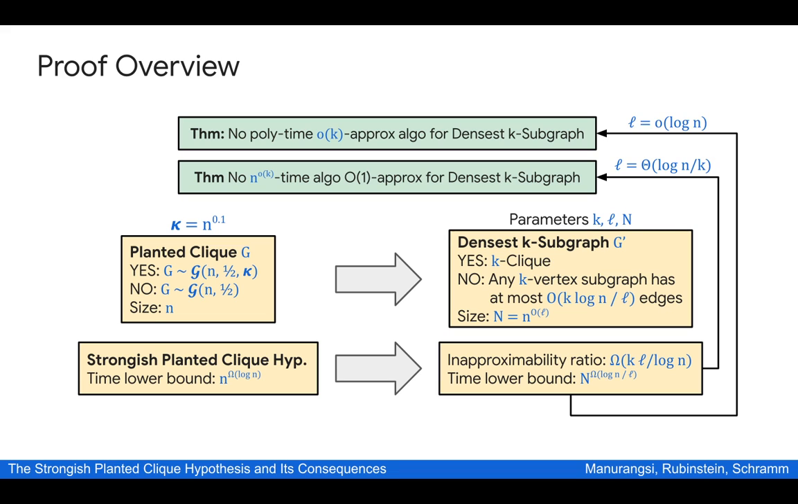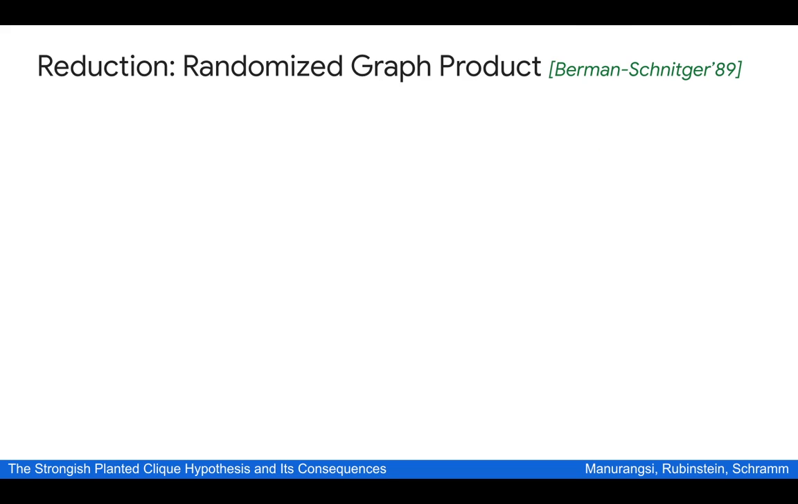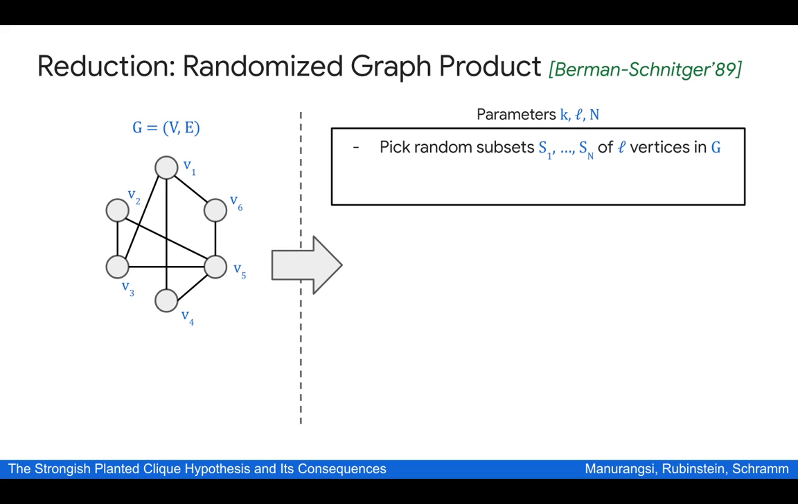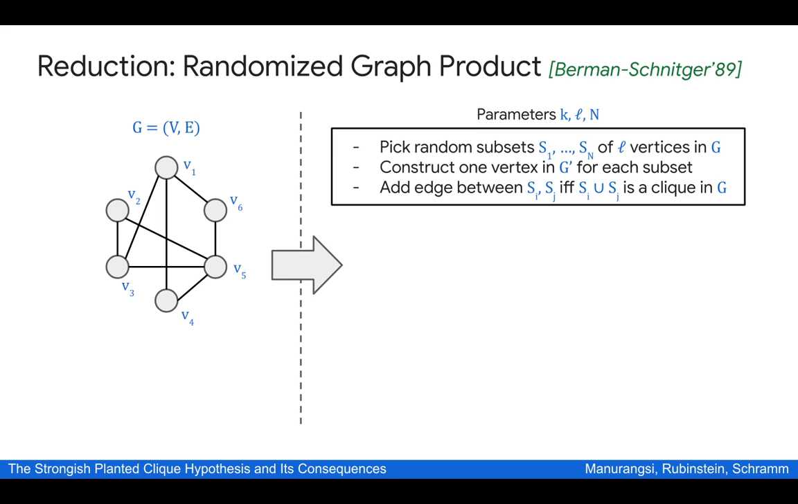Okay, so with that in mind, we only have to describe this reduction and prove its property. This reduction is the so-called randomized graph products, which has been used since at least the late 80s by Berman and Schnitger. The reduction works as follows. Recall that we start with a graph G, and we have parameters K, L, and N. First, we will pick N random subsets of vertices of G, S1 to Sn, each having L vertices. Then we will construct one vertex in G prime for each of these subsets. And we add an edge between two subsets, Si and Sj, if and only if their union induces a clique in the original graph G.